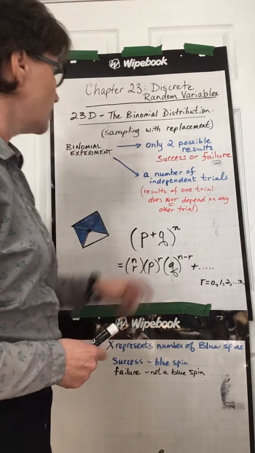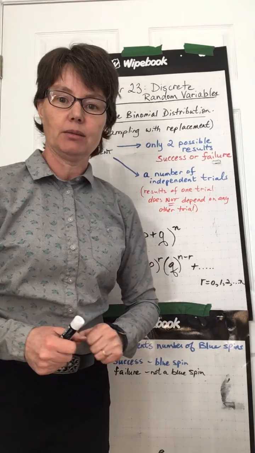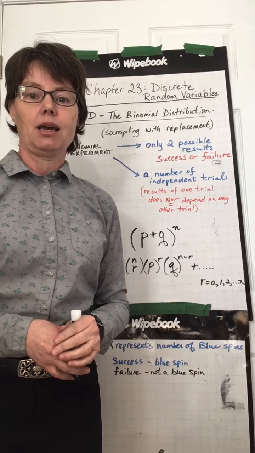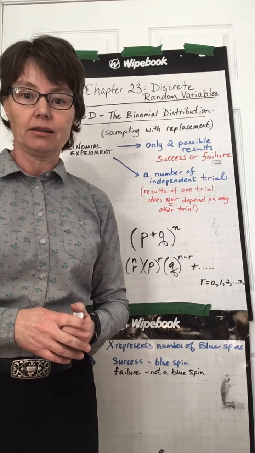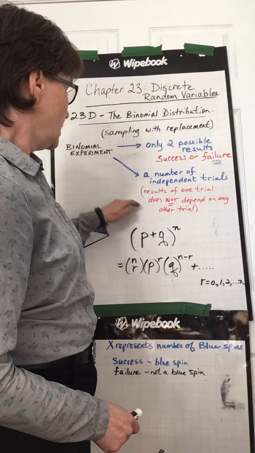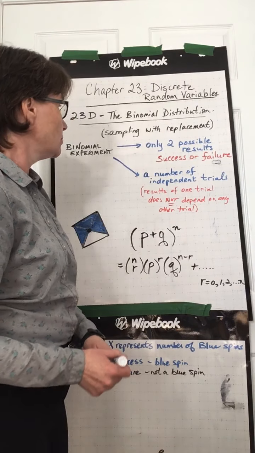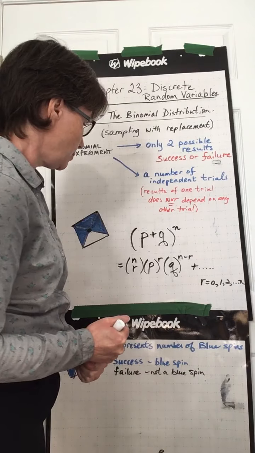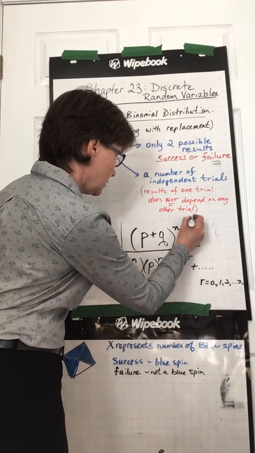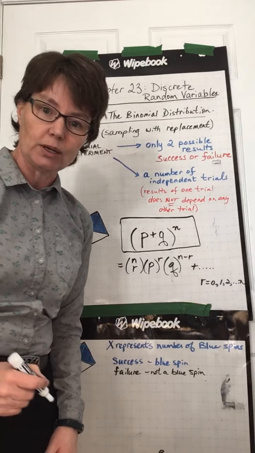Now, the second thing is a number of independent trials. So each trial is independent from the other, meaning that one does not affect the other. So that's going back to the with replacement idea. Okay, so binomial distribution, we think about binomial expansion. And here we have a binomial expansion situation.